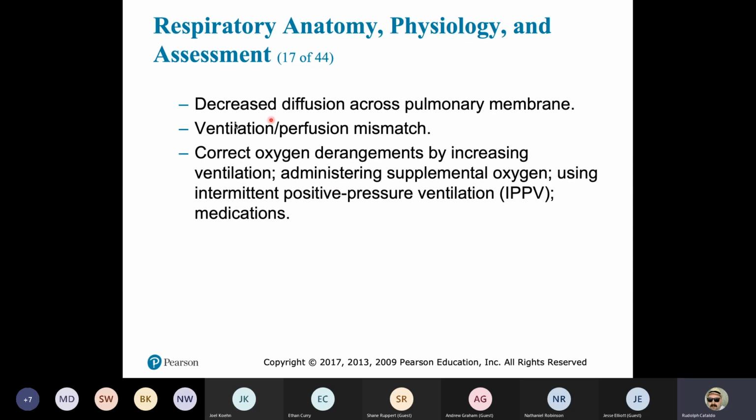One thing you'll often hear is a ventilation perfusion mismatch. And you might hear it referred to as a VP or VQ mismatch. What does that mean?